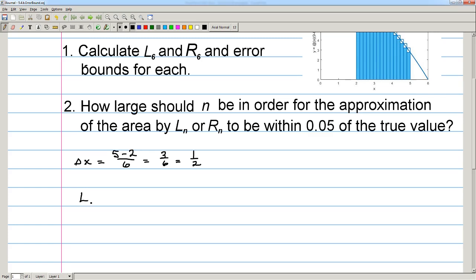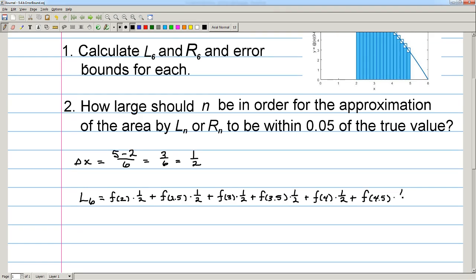and L6 will be f of 2 times 1/2 plus f of 2.5, right, 1/2 times 1/2. Each of these will progress by 1/2, plus f of 3 times 1/2, we're halfway there, plus f of 3.5 times 1/2, plus f of 4 times 1/2, and finally plus f of 4.5 times 1/2.